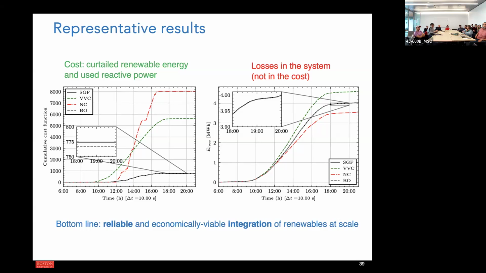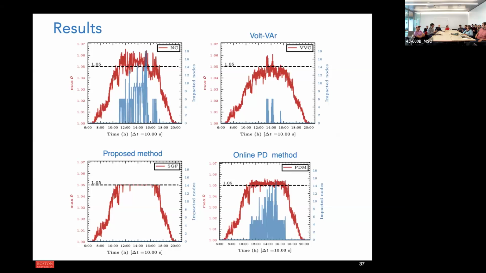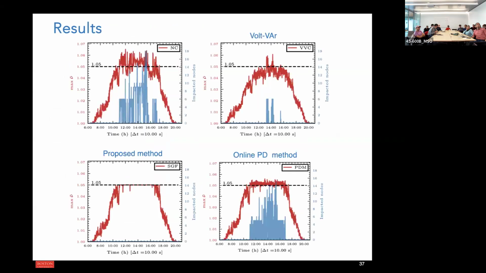But if I can go back one slide, it's the opportunity cost. If I go back one slide, right? So if you look at vol-var control, you don't touch the P, you just control the Q. You see that you cannot do much during these times, right? So this tells you that you need to do something else, and this something else is also start touching the P, meaning curtailing. So this is basically inevitable if you want to achieve a voltage profile that doesn't exceed the 1.05.